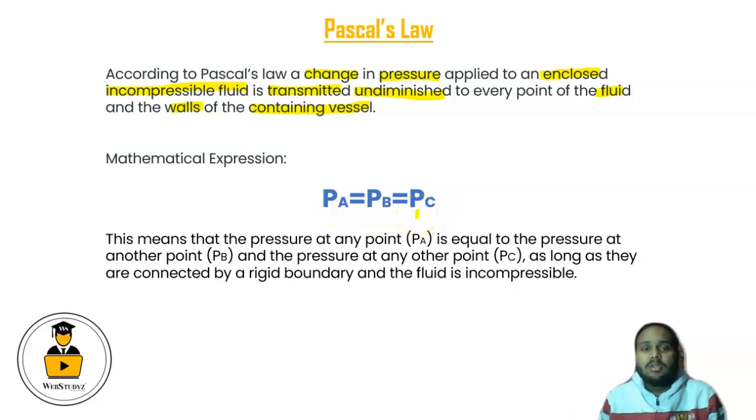Here P is pressure, but what are A, B and C? A, B and C mean that the pressure at any point A is equal to the pressure at any other point B, similarly equal to the pressure at another point C, as long as they are connected by a rigid boundary and the fluid is incompressible.